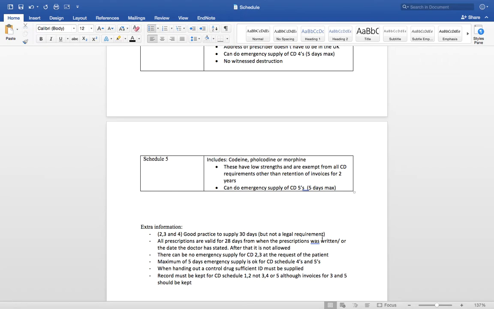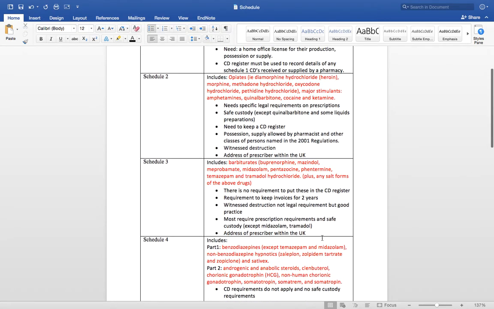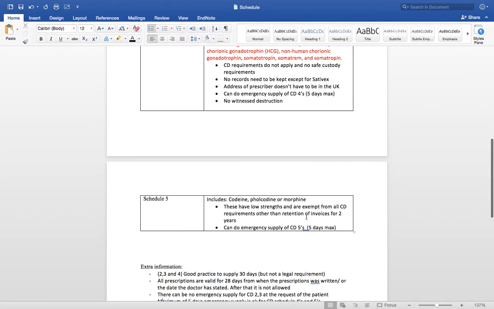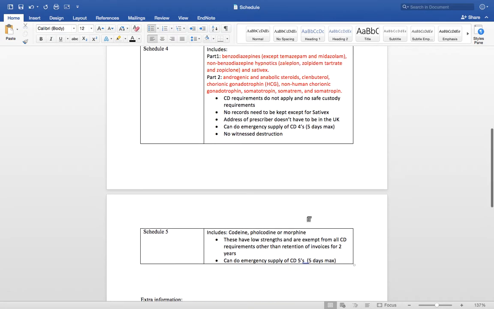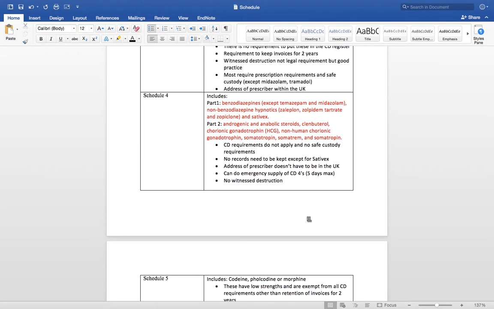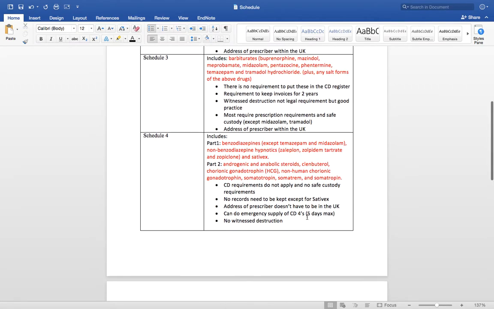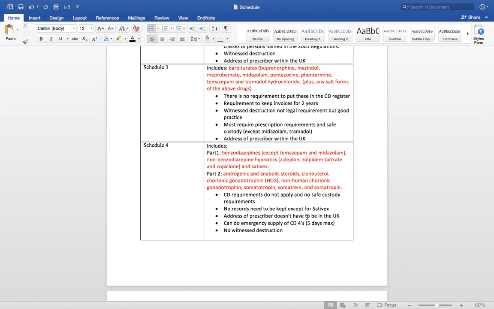Finally, Schedule 5s include codeine, pholcodine, and morphine. We've seen morphine above as a Schedule 2, but here morphine is at a much lower strength, so it's a Schedule 5. All of these are exempt from the CD requirements, but you do have to keep the invoices for 2 years. Again, you can do an emergency supply for 5 days. And someone outside of the UK, for example, can prescribe these medications.